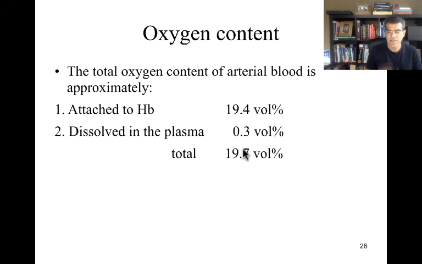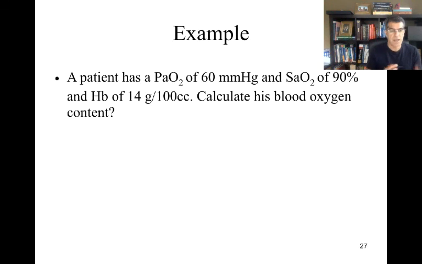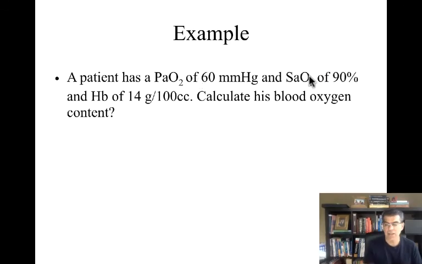Now, instead of saying 19.7 ml of oxygen in 100 ml of the blood, we say volume percent. Volume percent is how much oxygen you can carry in 100 ml of the blood. Let's say we have a patient whose PaO2 is 60 millimeters of mercury and the saturation is 90%. His hemoglobin is 14. I want to know his blood oxygen content. Again, blood oxygen content is composed of 2 segments: the oxygen dissolved in the blood and oxygen attached to hemoglobin.